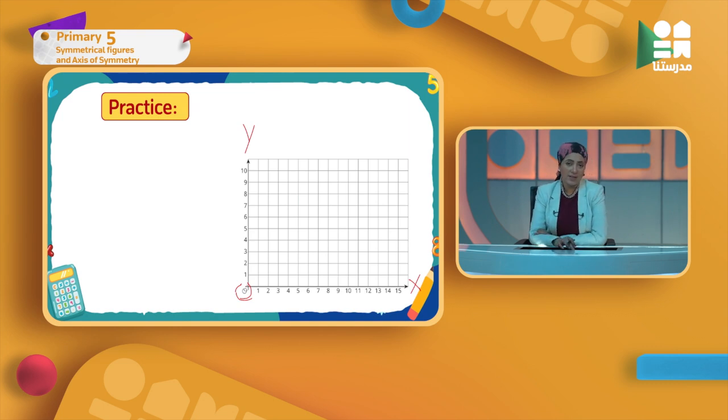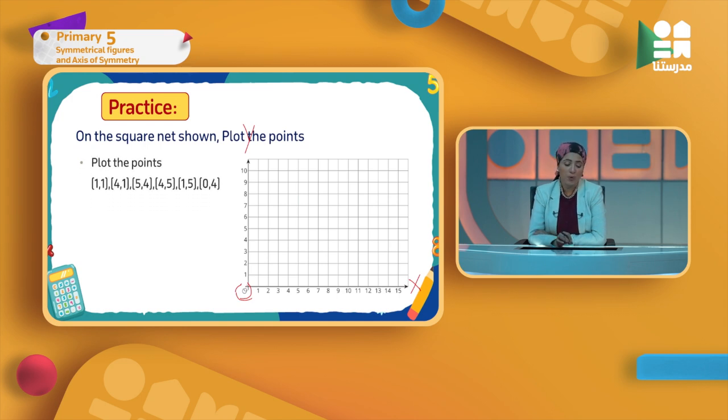Okay, so let's now practice on what we have covered up till now. On the square net shown, I want you to plot the points that we are giving you now. I have the points 1 and 1, 4 and 1, 5 and 4, 4 and 5, 1 and 5, and 0 and 4.